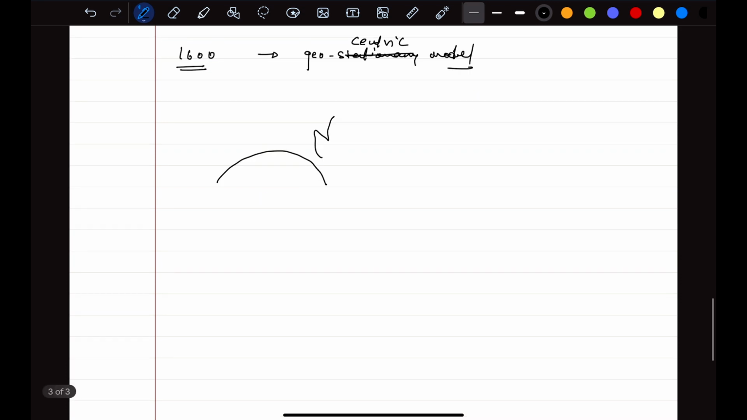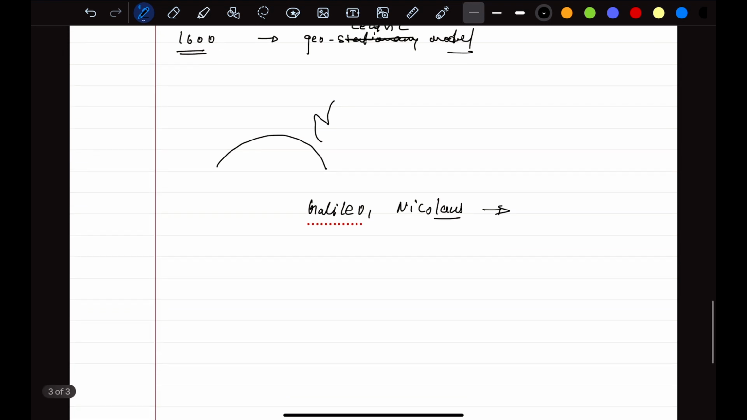Then there were some scientists before Kepler who gave the understanding. One of them was Nicholas Copernicus, and also Galileo. They gave the understanding that actually all the planets are rotating around the sun. They collected the data and established this using the data. After the 16th century, Galileo and Nicholas were searching for some other explanation, and they came out with the data.